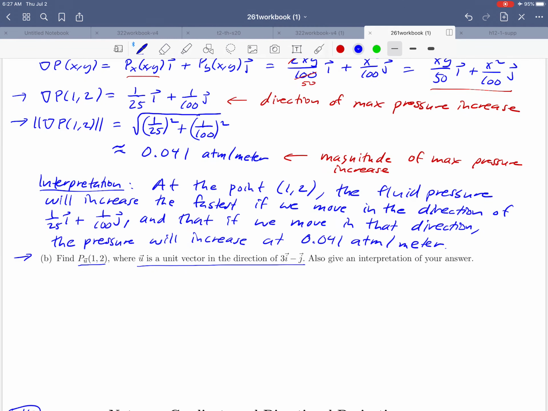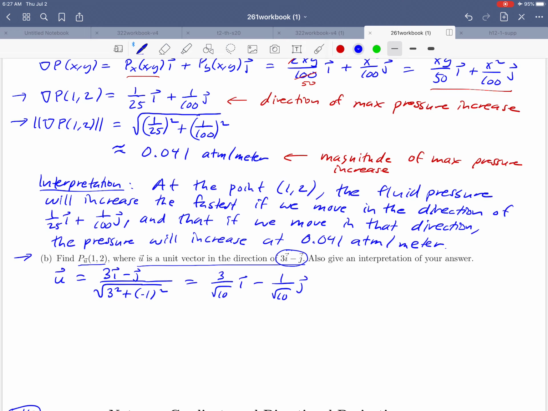So we need to use our formula for the directional derivative, and there are two pieces to that formula. There is the unit vector that we're going to move in. So the first thing we need to do is find a unit vector in the direction of 3i minus j. We're just going to take 3i minus j and divide it by its length, which is the square root of 3 squared plus negative 1 squared. Do the algebra there, and you're going to get 3 over the square root of 10 i minus 1 over the square root of 10 j.